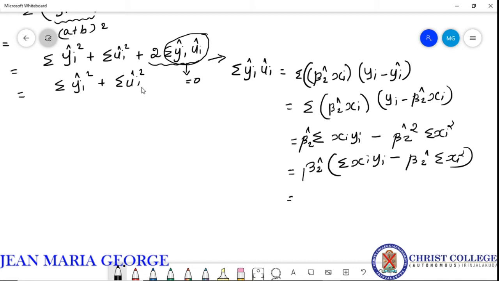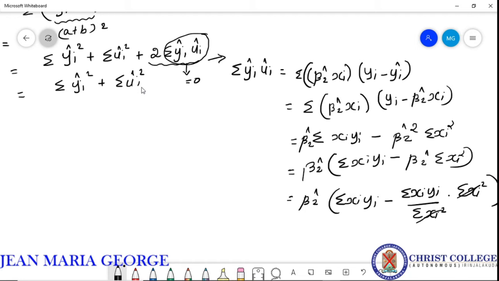This is equal to beta 2 hat into sigma xi yi minus, again when we were estimating the values for beta 2 hat, we derived one equation for beta 2 hat as sigma xi yi by sigma xi square. Hope you remember this equation from when we were doing the estimation. So the alternative equation for beta 2 hat is sigma xi yi by sigma xi square, into sigma xi square.